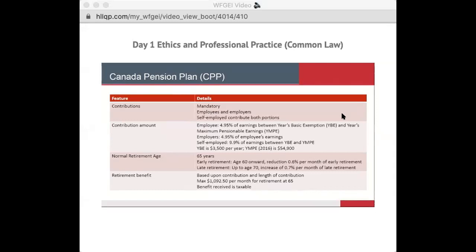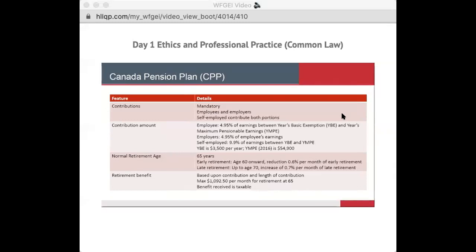So in terms of the contribution amounts, the employee covers 4.95% of the earnings between the YBE, the yearly basic exemption, which is $3,500, and the YMPE, which is the yearly maximum pensionable earnings.